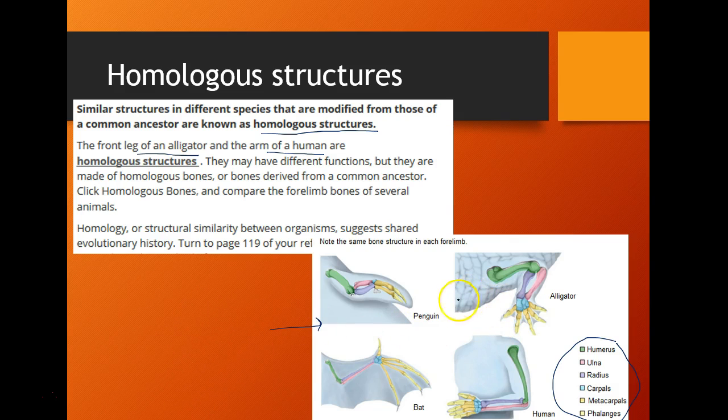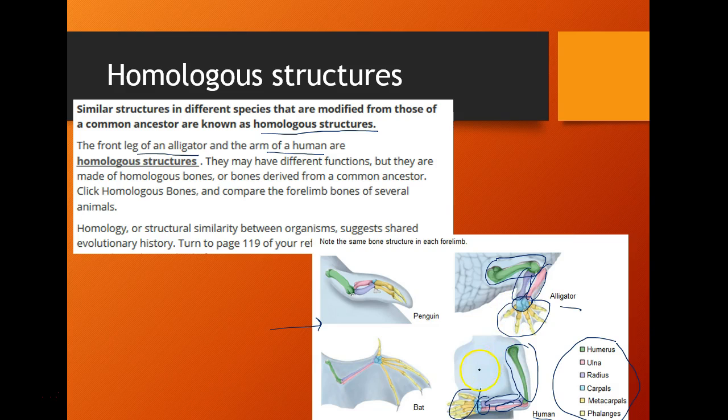For example, here's the alligator, and here's the human arm. We see that they both have a long bone called the humerus. Attached to the long bone are two smaller bones, which are called the ulna and the radius, and you see that in both of them. And then they progress, having some sort of wrist, which are called carpals, and then some finger-like bones, which would be the metacarpals and the phalanges.